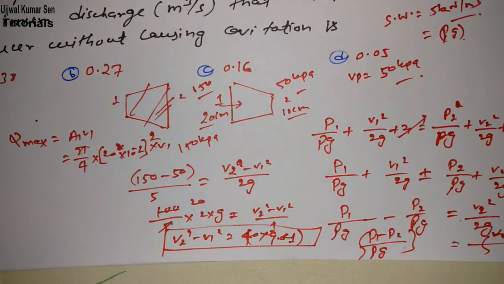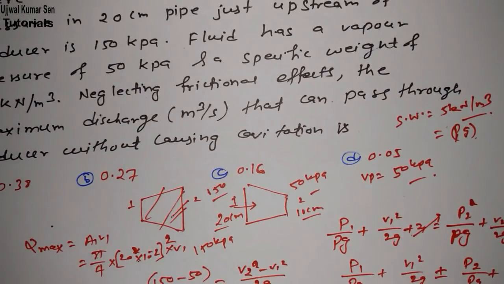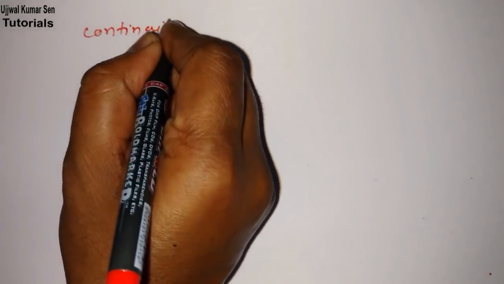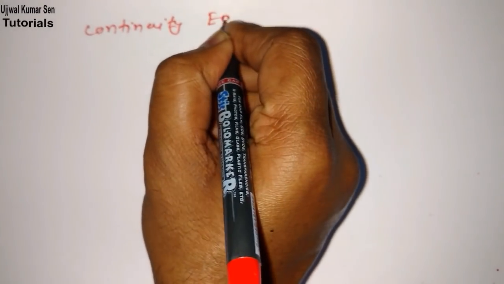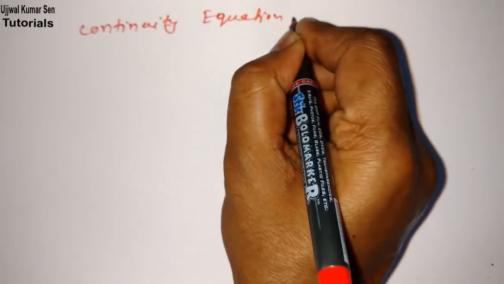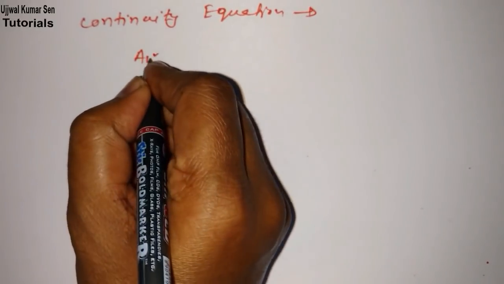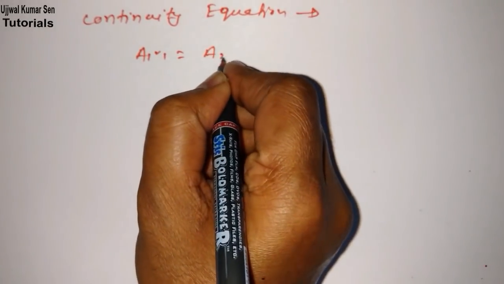Now we don't know the relation between V1 and V2. Once we come to know the relation between V1 and V2, definitely we can solve the problem, right? Now it's time to implement the third formula, which I have already shared with you. What about that third formula? That is the continuity equation, which states that A1 V1 is equal to A2 V2.